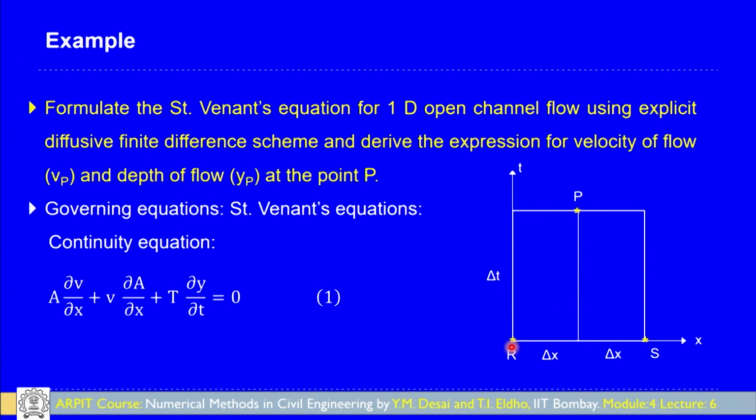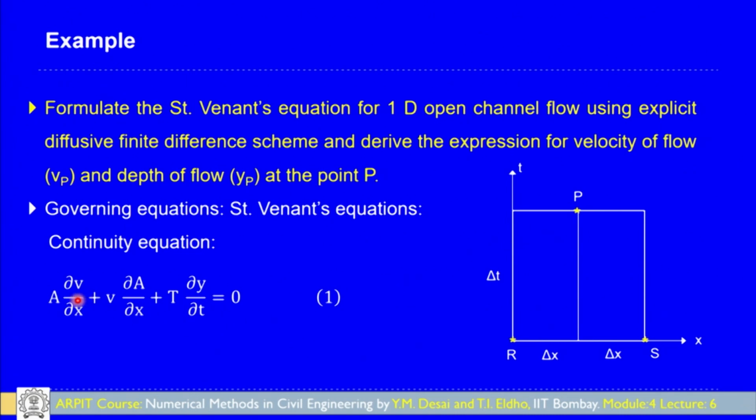So, by using the values at these 3 points, we would like to get the values at point P. So, the unknowns here are velocity and depth of flow, and that is what we need to get at this location. So, here the governing equations, as I mentioned, are the Saint-Venant's equations for open channel flow.